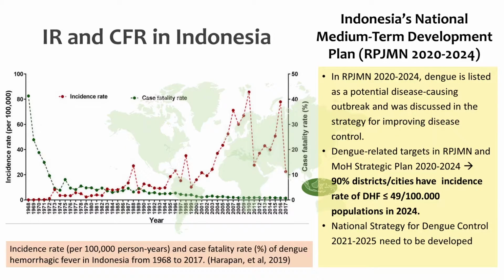Indonesia has stated in the National Medium-Term Development Plan, or RPJMN, 2020-2024, that dengue is listed as a potential outbreak-causing disease, and that the strategy for improving disease control should be discussed. Based on this RPJMN, by 2024 we target that 90% of districts and cities in Indonesia have an incidence rate of dengue hemorrhagic fever below 49 per 100,000 population. To achieve these goals, we need a national strategy for dengue control to be developed.